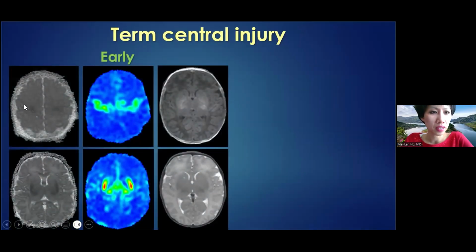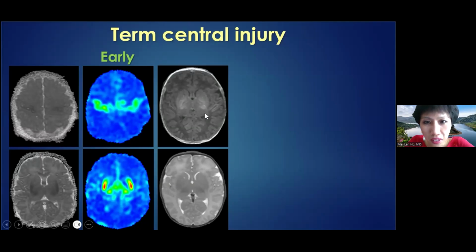Okay, the central injury here. So this is the ADC, and you're seeing the restriction in these critical areas, right? High flow areas. So the corticospinal tracts, the basal ganglia. Classically, the areas that are selectively vulnerable in the term infant are going to be the posterior putamina right here, and then the ventrolateral thalami. So like this part of the thalami. So when you see that pattern, that's pretty specific for term HIE.